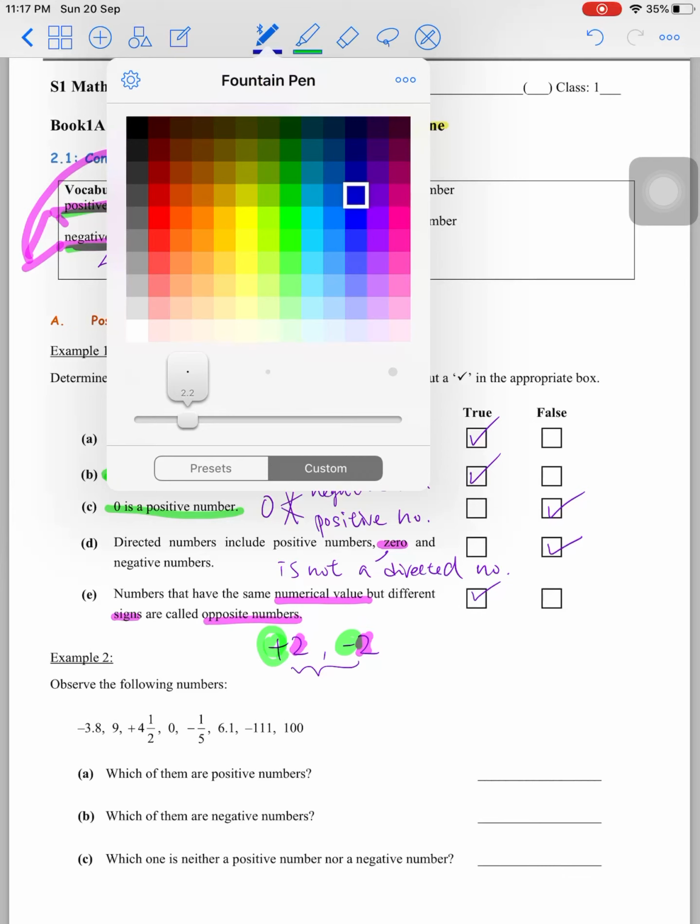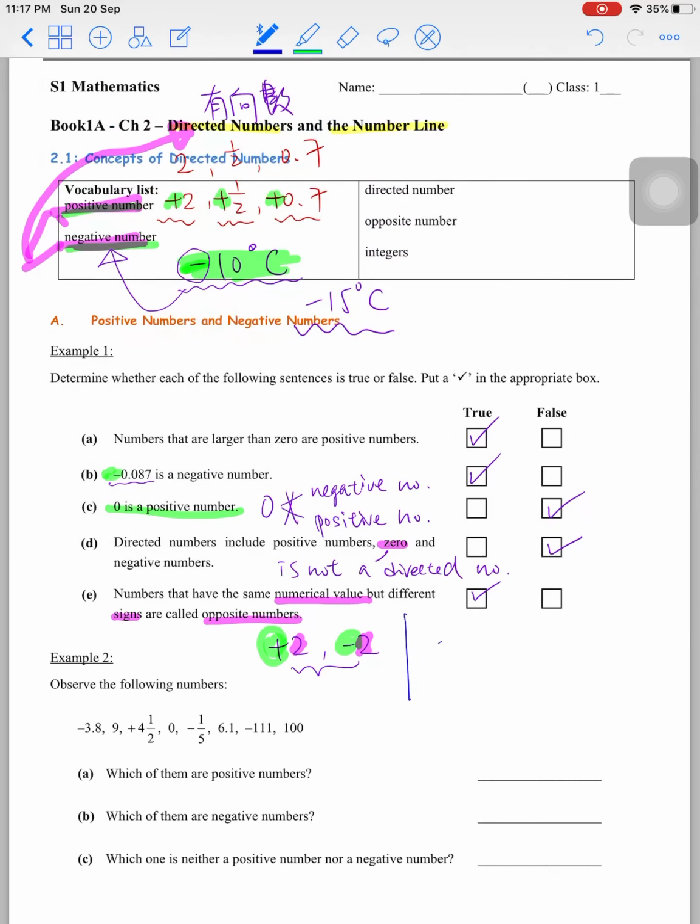So I can give you another pair of opposite numbers. For example, positive 1.2 and negative 1.2. They are opposite numbers. Positive 10 and negative 10. They are opposite numbers. They have the same number but different signs. They are called opposite numbers.